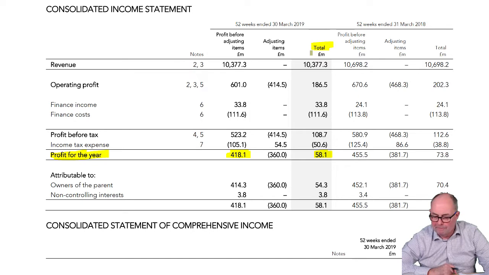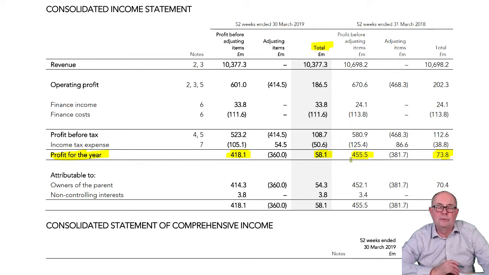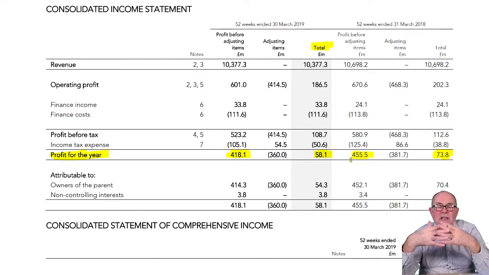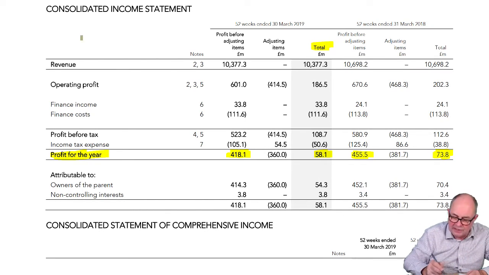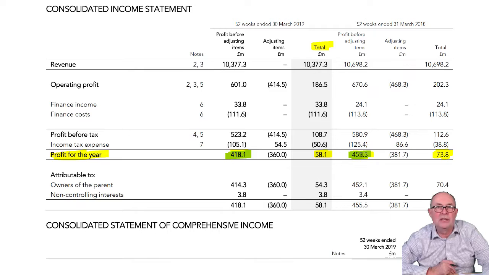In the previous year, their profit was 73, but it could have been 455. So the good news is that by looking at the profit before adjusting items, I guess investors would get a better picture of the ongoing results of Marks and Spencer's. And in fact, if I was comparing the two green numbers, the investor can actually say, well, they are not doing as well, which is true. They had a bad year.